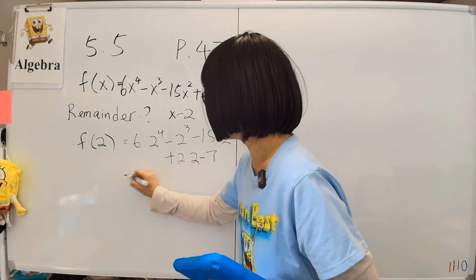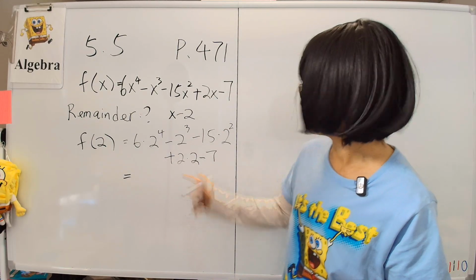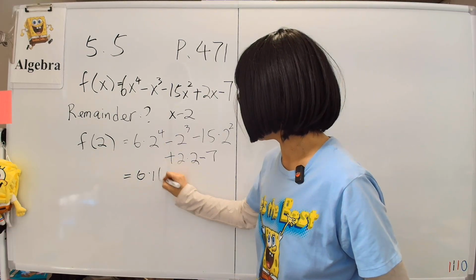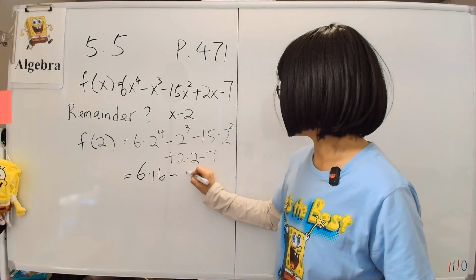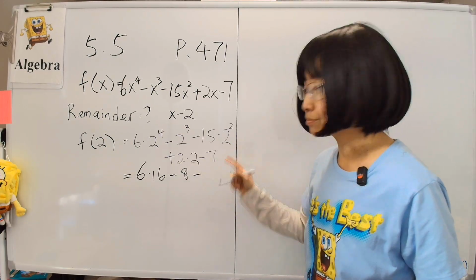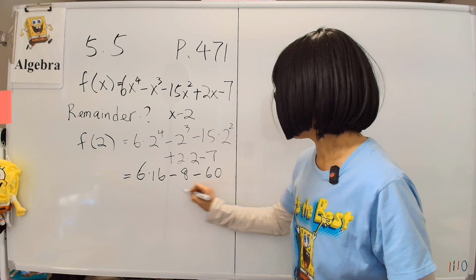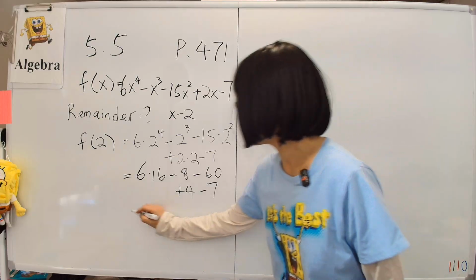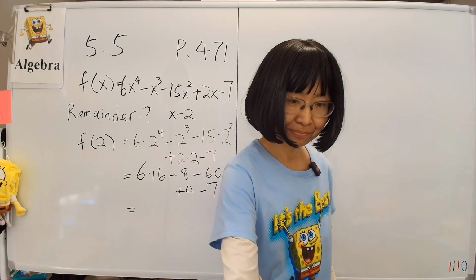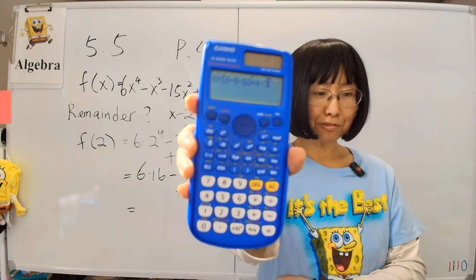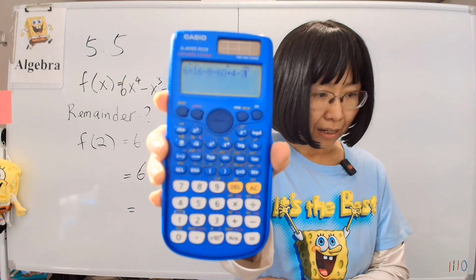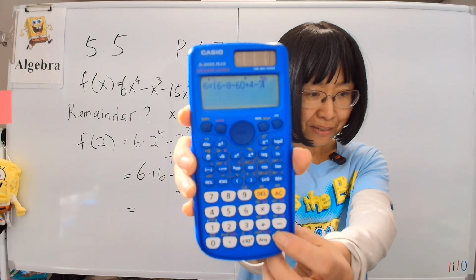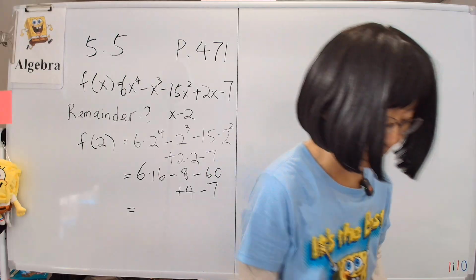So at this point, let's do it. That's 6 times 2 to the 4th, 6 times 16, that's 96. Minus 8, minus 15 times 4 is 60, and then plus 4, 2 times 2 is 4, and then minus 7. Let's pull out the calculator and see what this says. All right, so I pushed it all into my calculator, as you can see here. Let's see what my calculator says, assuming I didn't type in anything wrong. It says the remainder is 25.